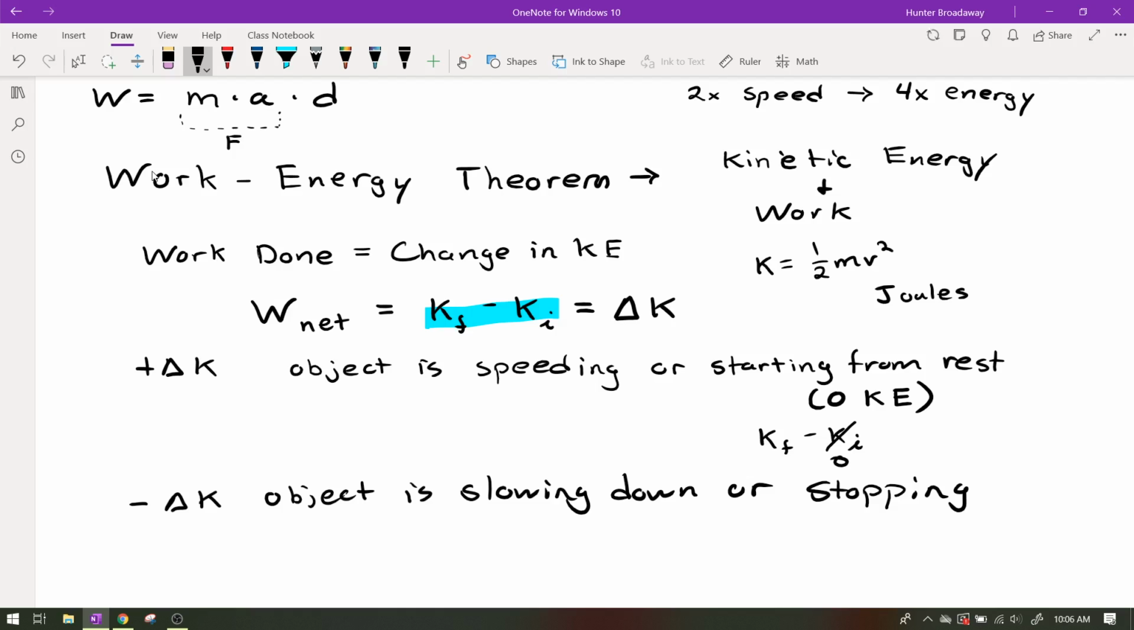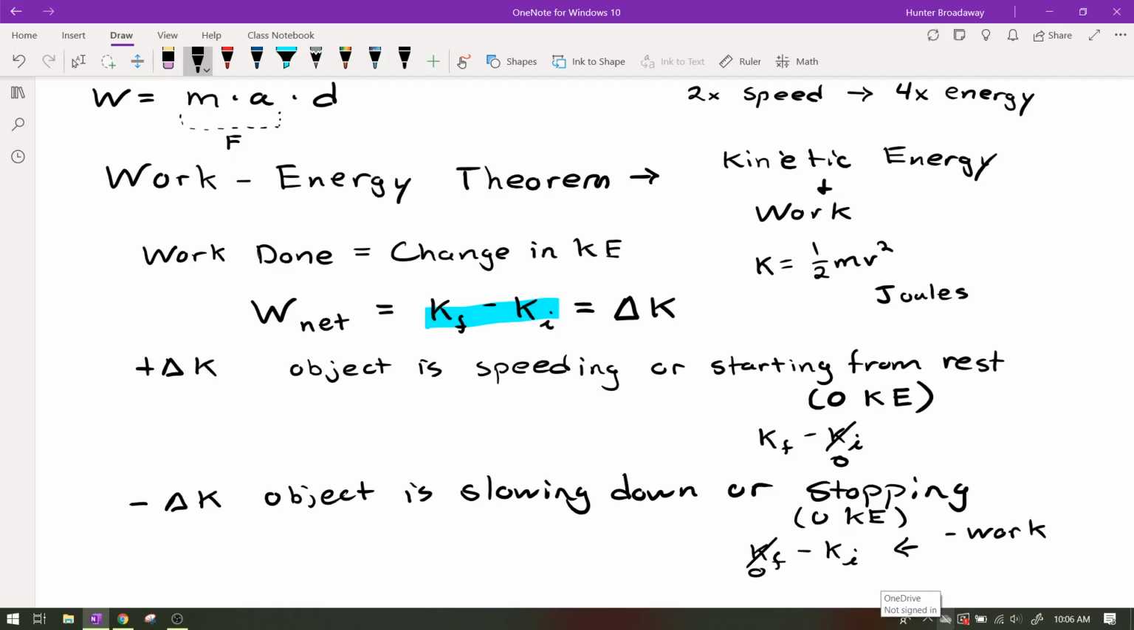Okay, it's also important to note, I'll go ahead and write this out. Since we're saying the object is stopping, an object being stopped is 0 kinetic energy, but it's going to be backwards this time. So Kf minus Ki, the Ki is going to be a number and the Kf is going to end up being 0. So this number is inherently negative, which means that whenever you have a negative delta K, this is normally going to imply negative work being done on the object.